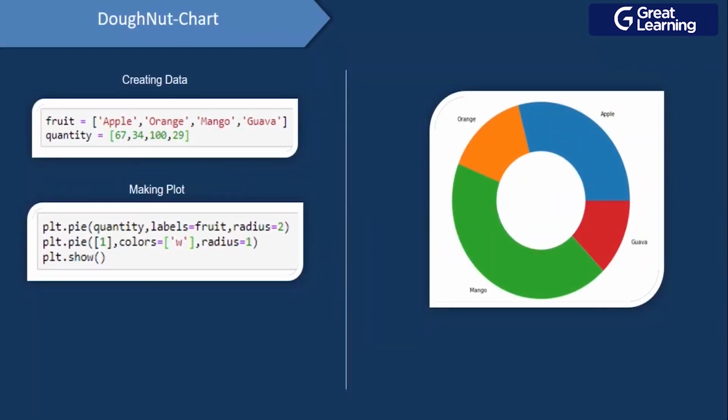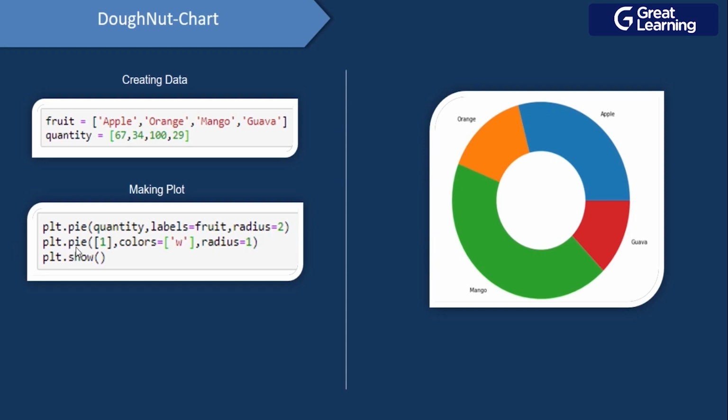Then something which is very similar to a pie chart is the donut chart. And to create this donut chart, we'll be using two pie charts over here. So the data is the same. We have fruit and quantity. It's just that first we'll go ahead and create our first pie chart, which comprises quantity and labels. And I am adding a new attribute inside this, which is the radius. So I am setting the radius of this to be equal to 2.